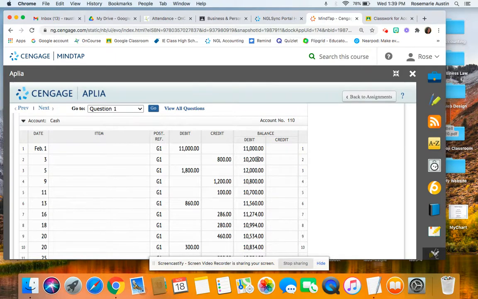All right, so when it's debit and debit, or credit and credit, you add. But if it's debit balance, credit transaction, you subtract. Or if it's credit balance, debit transaction, you subtract. Okay, so keep that in mind when you're doing the running balance.